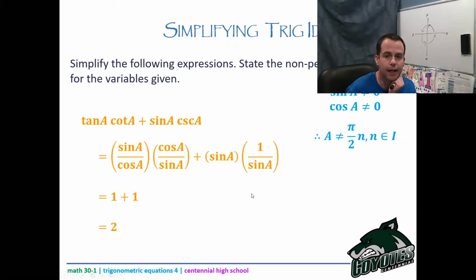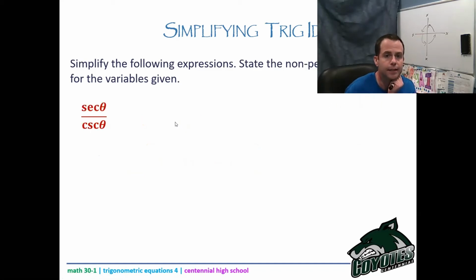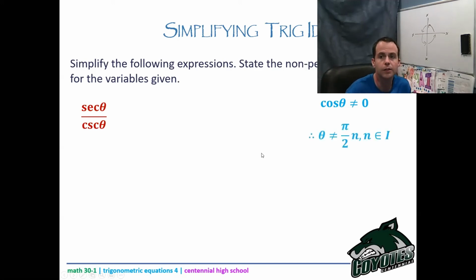Awesome. Okay, the next guy is secant of theta over cosecant of theta. Okay, so again, secant is 1 over cosine, and cosecant is 1 over sine. So this is the same non-permissible values as the last question. Both sine of theta and cos of theta can't be 0. And so we're looking at theta can't be pi over 2n, where n is a member of the integers.